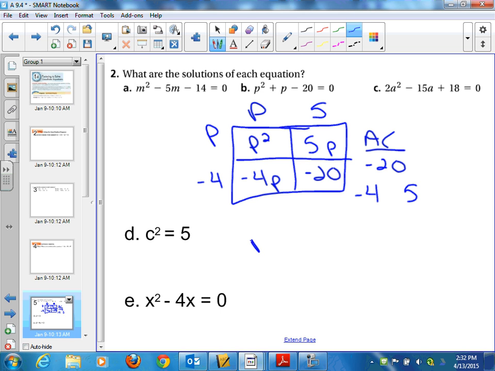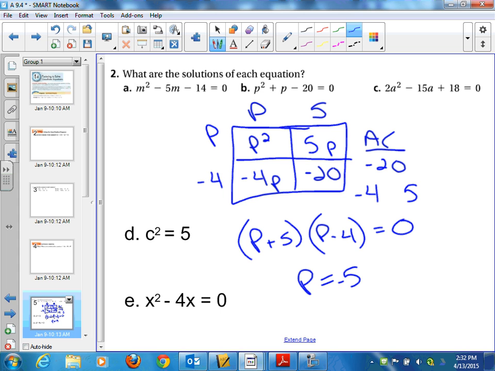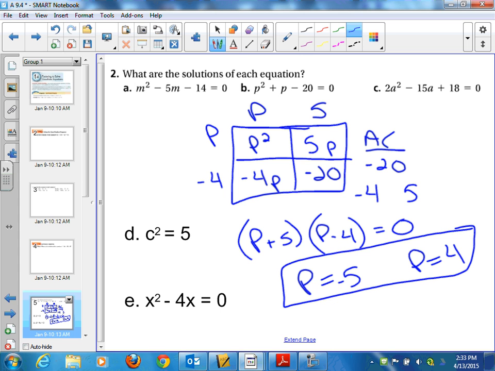All right, so I have p plus 5, p minus 4. The new stuff is setting that equal to 0. You know that if you go p plus 5 equals 0, if you would solve for 5, you'd actually move it over and get a negative 5. And on the second one, if you move the negative 4 over, it'd become a positive 4. And there's your answer.